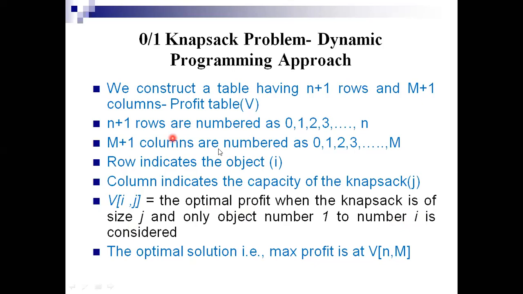So thereby, I should now construct this table, which we call a profit table, and then arrive at the optimal profit, the final solution. Where is the final solution found? The optimal solution is found at the last row, last column. What is your last row? n. What is your last column? m. So V of n comma m gives me the maximum profit.